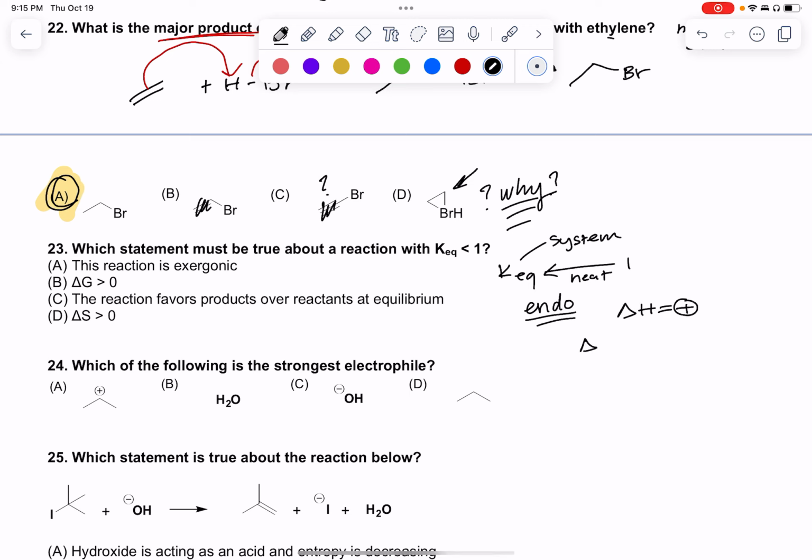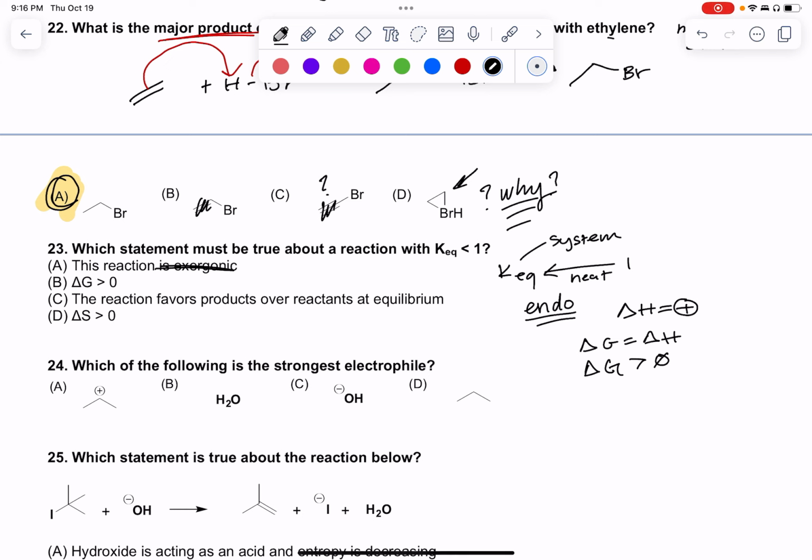And remember we said that you can say delta G is sort of equal to delta H. That means delta G would have to be greater than 0, right? Because it's positive. That's what positive means, greater than 0. We just said that this reaction's endothermic or endergonic, so that ain't right.